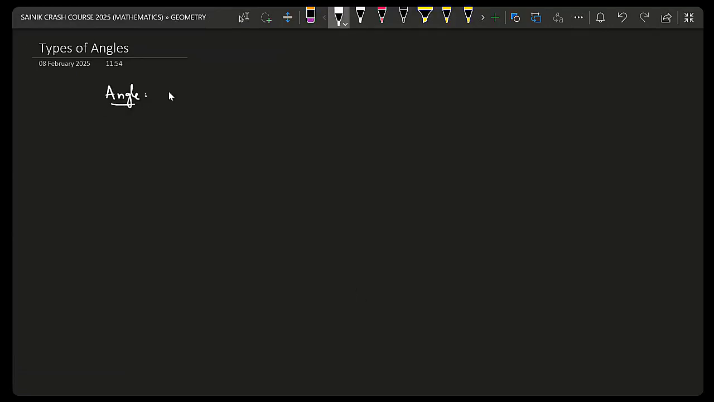Angle means it is the union of two rays with common initial point. The union of two rays with common initial point, we call it angle. Let's say there is a ray here, and let's say there is a ray here.